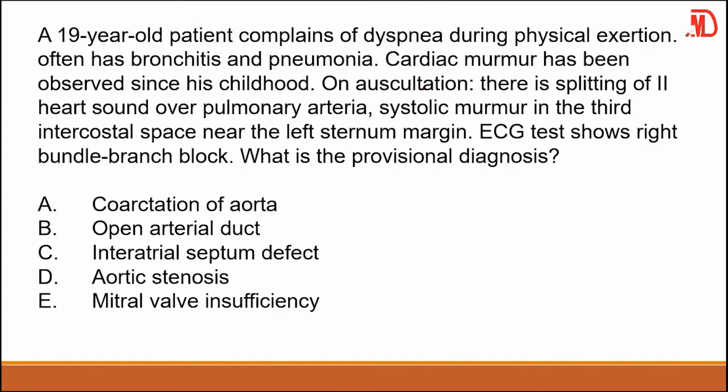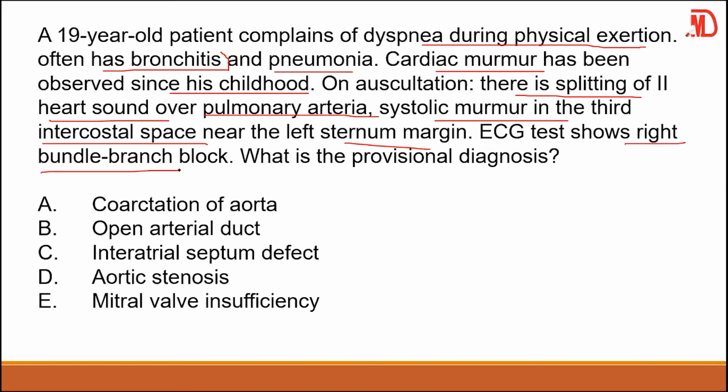A 19-year-old patient complains of dyspnea during physical exertion, often has bronchitis and pneumonia. Cardiac murmur has been observed since his childhood. On auscultation, there is splitting of the second heart sound over the pulmonary artery, systolic murmur in the third intercostal space near the left sternum margin. ECG shows right bundle branch block. What is your provisional diagnosis?